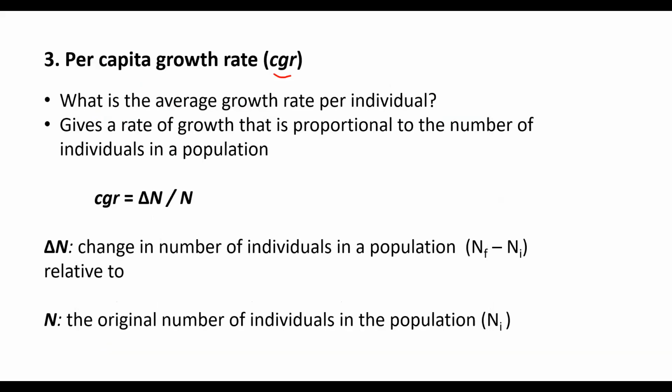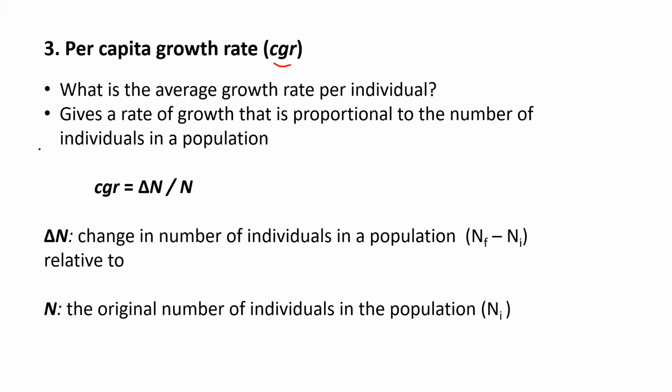Now, it's better phrased in this way. Per capita growth rate gives a rate of growth that is proportional to the number of individuals in a population. If the population is really big, like 2 million people, and you have an increase in 4,000, that's not a very big number. But so it's in relationship to the large population of 2 million.